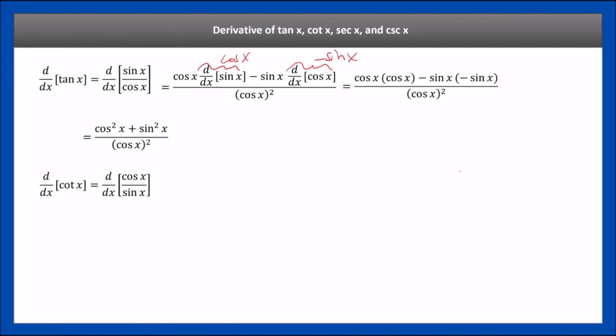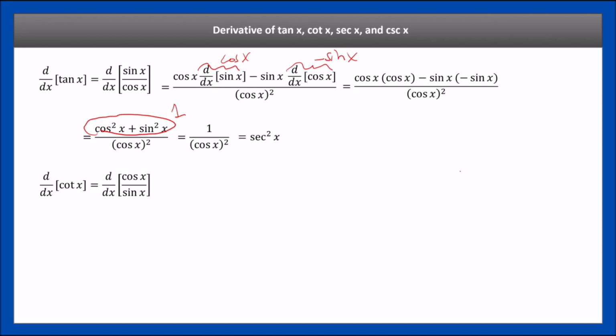And so we got cosine squared x plus sine squared x. And remember that this is equal to 1. This is the Pythagorean identity, right, for sine and cosine. So that's equal to 1. So we get 1 over cosine x squared. And then we can rewrite that as secant squared, because 1 over cosine is secant. So the derivative of tangent is secant squared.